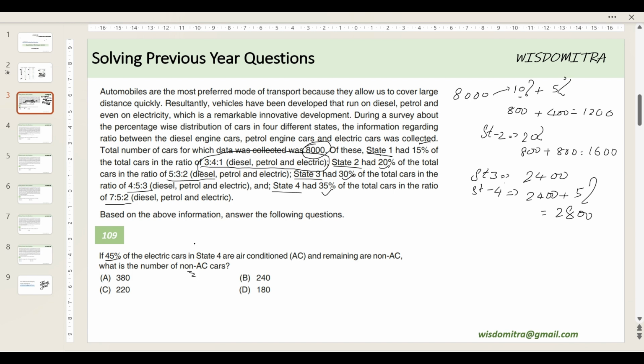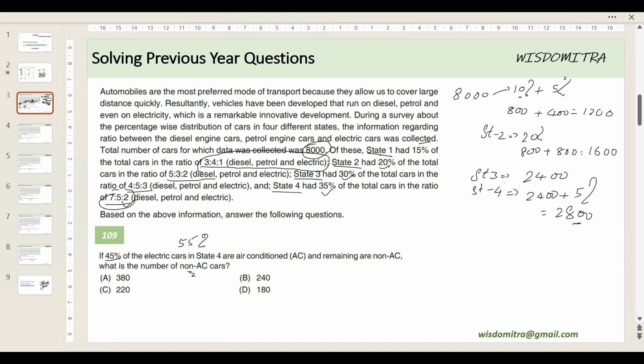So basically the question being asked is that state 4 has some electric cars. What is the number of non-AC electric cars in that state, given that 55% of electric cars are non-AC? Okay, so we have to find what's the total electric cars in state 4 and then find 55% of that. So we know that state 4 has 2800 vehicles that we identified by preliminary check, right?